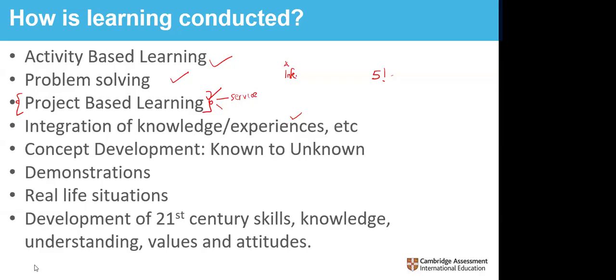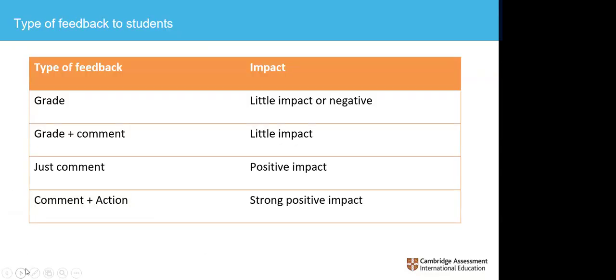Okay, these are some of the approaches we can use to implement. Then how do we give feedback? Because he asked me also to talk about the feedback and evaluation. Now, what are the different types of feedback? One, we have the grading approach of using A, B, C, D, E. But that one has what we call little impact or negative.